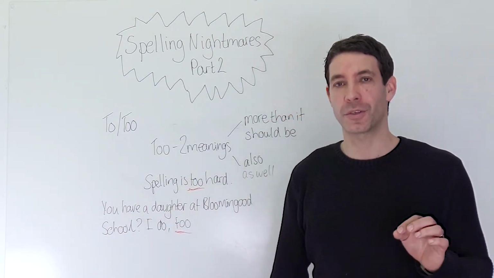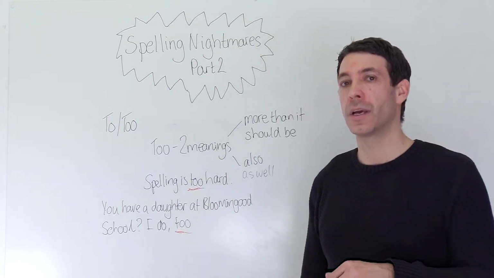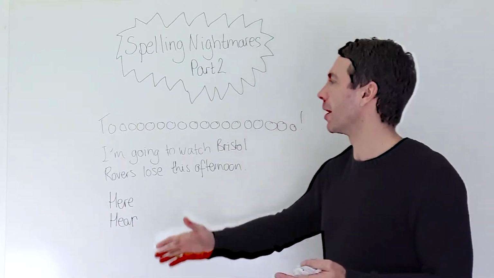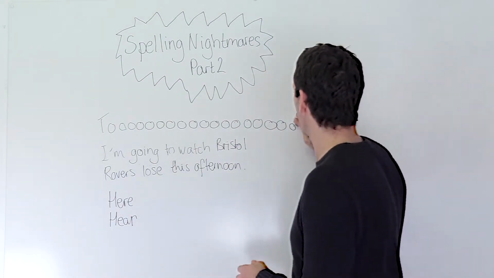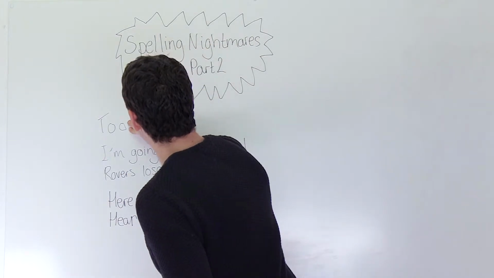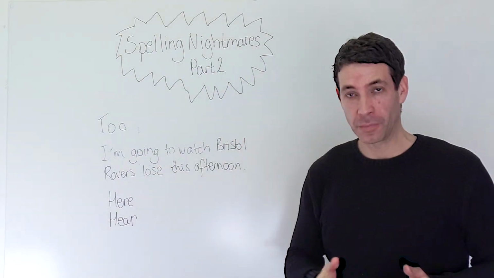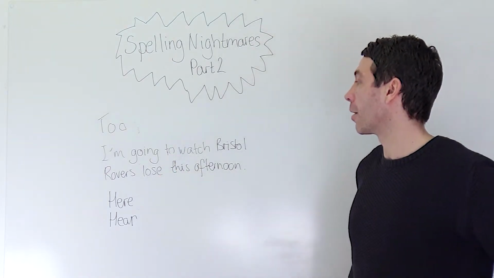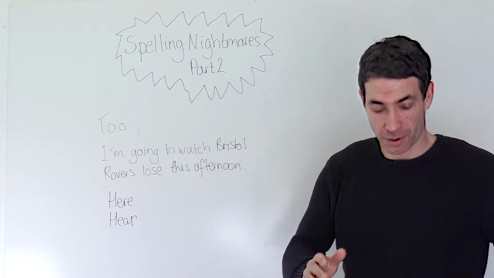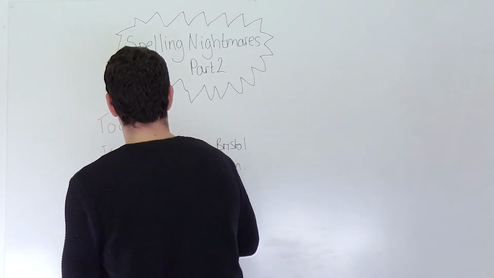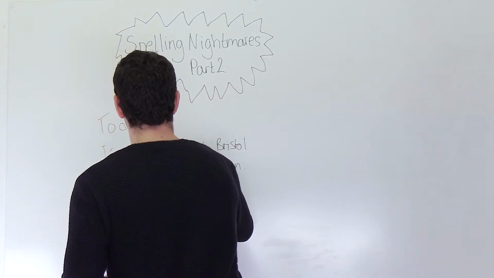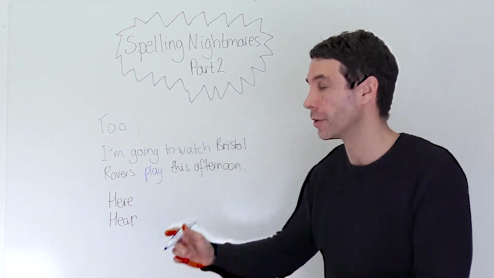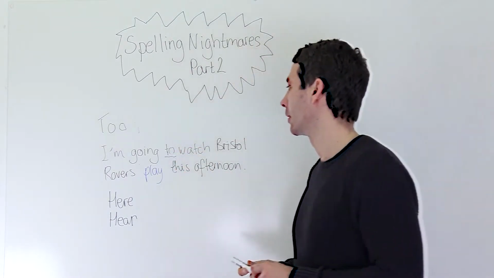So whenever we want to use the word to, spelled T-O-O, to mean more than something, we need more O's. Okay, well, we don't really need that many O's, but certainly more than one if we're using the word to mean more than. Otherwise, it's just the plain old to spelling T-O. For example, I'm going to watch Bristol Rovers lose, sorry, that should read play, this afternoon. We would spell the word to, because in this case it doesn't mean more than, so we don't need more than one O. We would spell the word to, T-O.